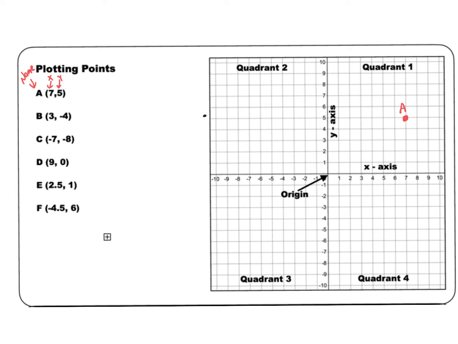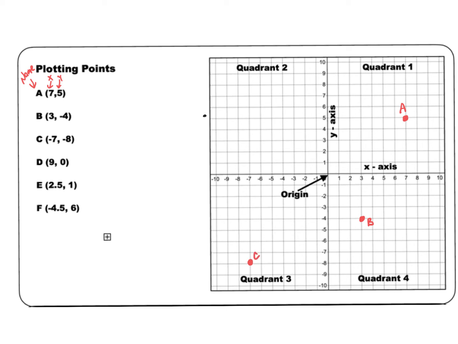Really, we just follow along. For B, go 3 positive, 4 negative, and that is where B is. In this one we have both negatives, so we go back to negative 7, and then down to negative 8, just like that. So negative 7, negative 8, and label that C.